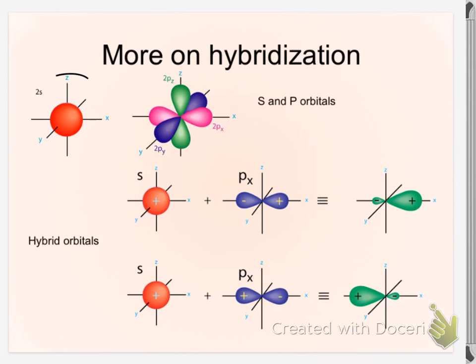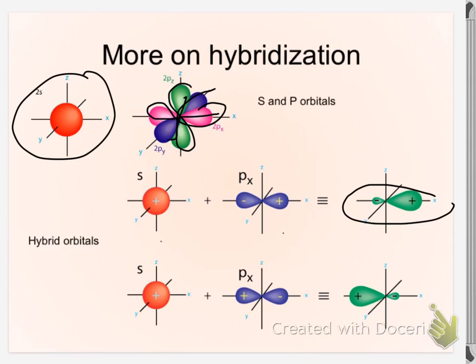So now, instead of this s and these little globby p's, you get an s plus a p and you get this weird asymmetrical looking thing. And you get the same thing on each of the three axes that the p's exist on. But obviously, we have something that's kind of sticking out into space here too. Peculiar. Peculiar indeed.